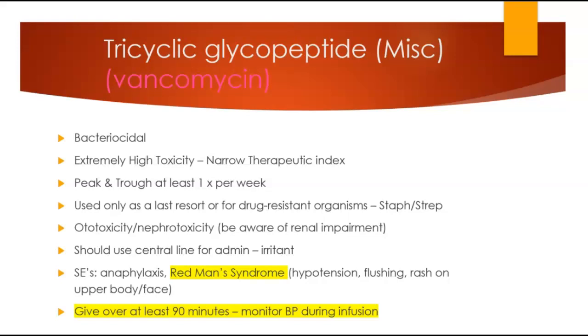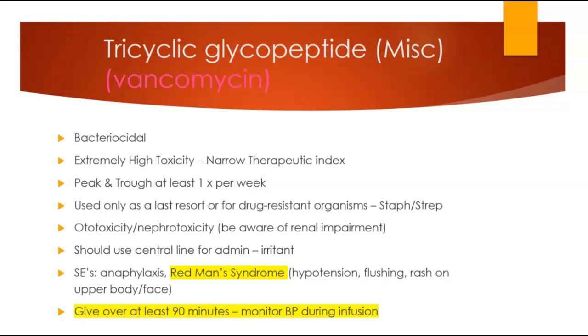It can cause red man syndrome, which is a combination of hypotension, flushing, and a rash on the upper body or face. Now, red man syndrome often occurs because the drug has been given too fast. So this drug is given over 90 minutes. Most antibiotics are somewhere between 15 minutes, 30 minutes, some are an hour. This is really the only one that's at least 90 minutes. And I'll just tell you, when I give it, I will give it over 2 hours.